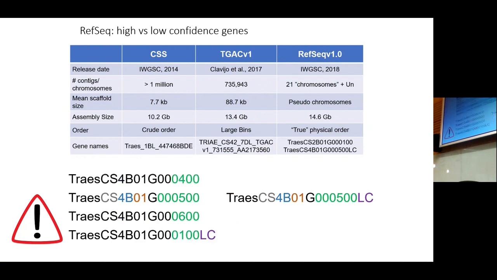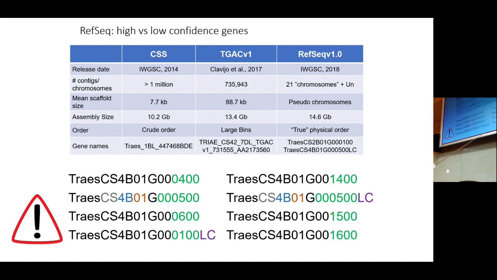If you look at the genomic context, this gene here is the 5th gene on chromosome 4B, and it's preceded by the 4th gene, 0400, followed by the 6th gene, 0600, and then the very first low confidence gene present on that chromosome is being called TRES 100. It's the first, let's call it this, meaning that this gene here is the 5th low confidence gene on chromosome 4B.